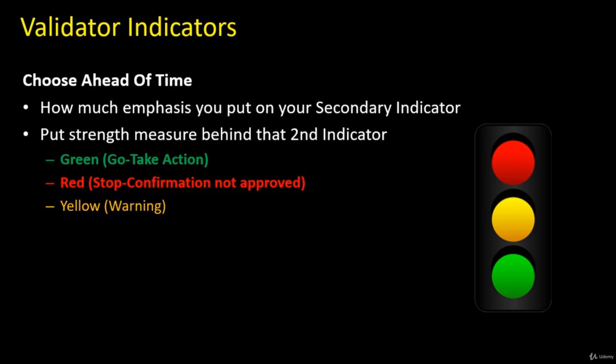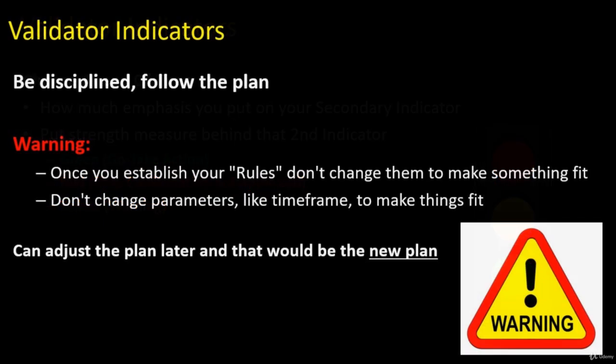The key in this, again, is choosing ahead of time what your secondary indicator is and what you're going to do when you get that measure. Are you going to make it real strong, as in a go or no go, green or red, go or stop? Or will you give a little more flexibility around that secondary indicator? And that's a key thing with validator indicators: once you've established your plan, be disciplined and follow the plan. One of the keys to success in trading is discipline.